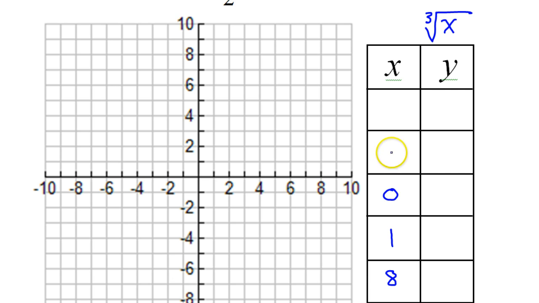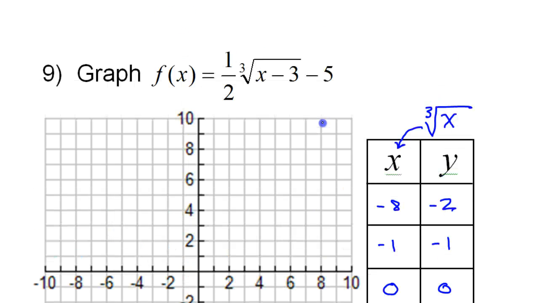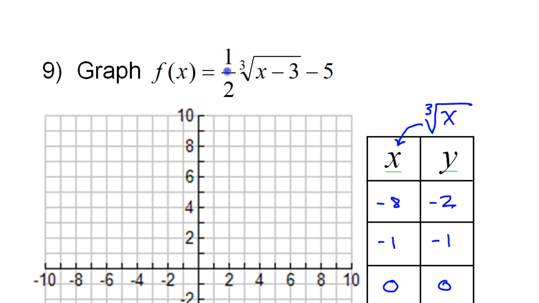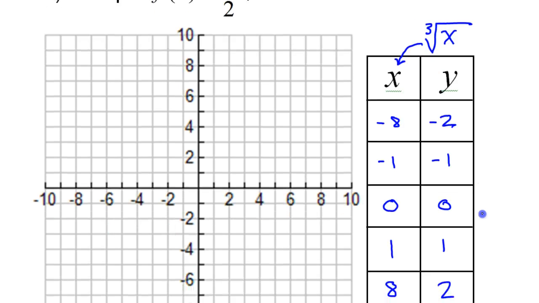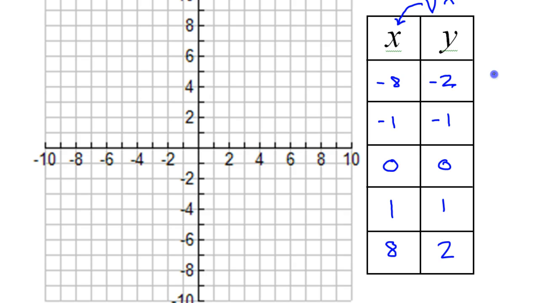But we can also do negative numbers. So -1 and -8 will also work well. And so if we take the cube root of these x values to find the y values, we will have -2, -1, 0, 1, and 2. Now, is this a problem where we need a third column? Yes, we have an a value of 1/2. So that means we're going to need a third column for the a times y.